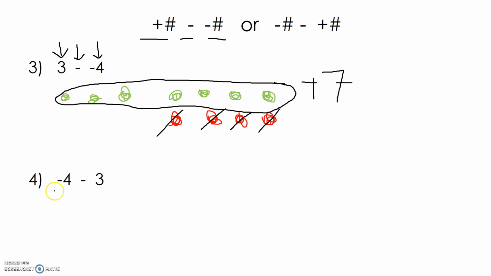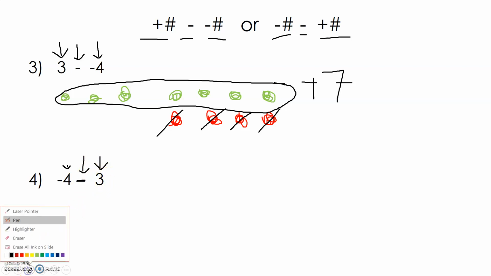All right, let's look at number 4. What if we flipped? What if we had a negative minus a positive? So here I've got negative 4 minus positive 3. Again, guys, this is a subtraction sign. This doesn't mean that that 3 is negative. All right, so I'm going to go ahead and start. I have 4 red counters to begin with, and I want to take away 3 green counters.